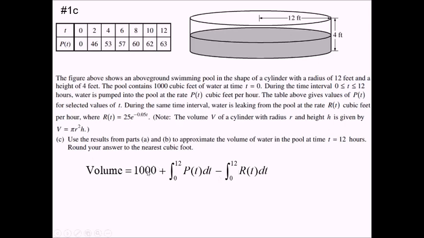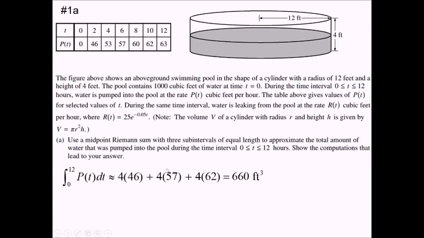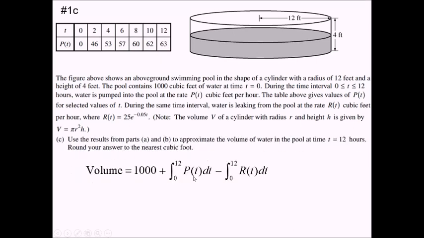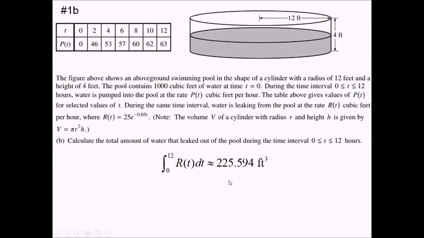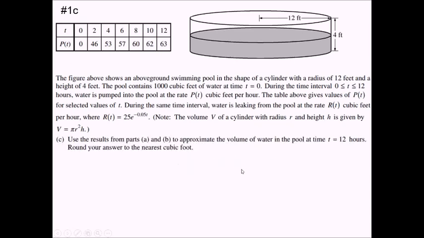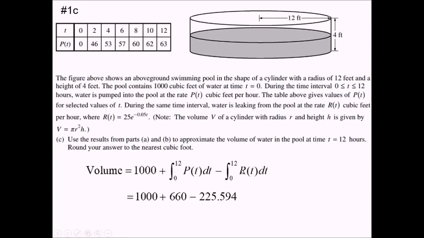So this is going to be 1,000 plus, let's see, just going back to part A, we had 660. That was the amount that got pumped in. So we have 1,000 plus 660. And in part B, if I just go back to that real quick, we had 225.594. That was the amount that got pumped out. So let's go ahead and subtract 225.594.